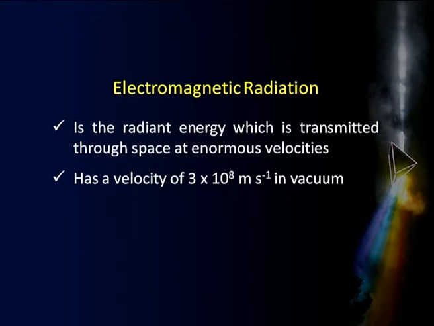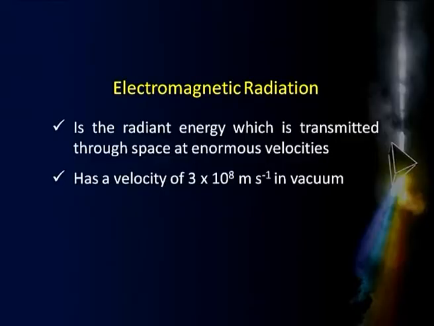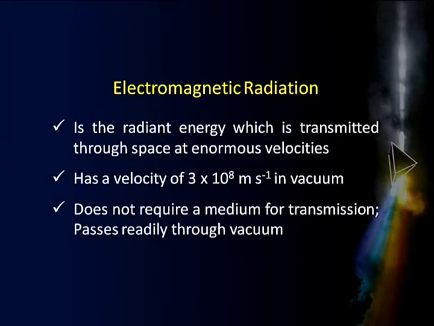Then, as I said, they are transmitted through space at enormous velocities. The velocity is about 3 × 10⁸ meters per second, which is an enormously large velocity, and that is the velocity we have in vacuum. But if it transmits in a medium, then the velocity gets changed a bit. It does not need a medium for transmission. It does transmit through a medium, but it is not required. Even if there is total vacuum, EM radiation can pass through that. So, that is the kind of quality it has.